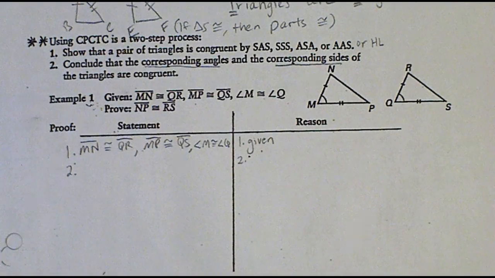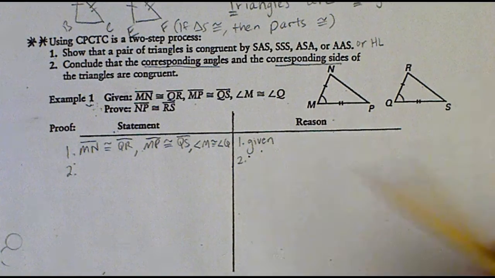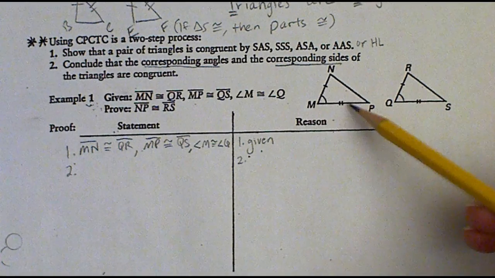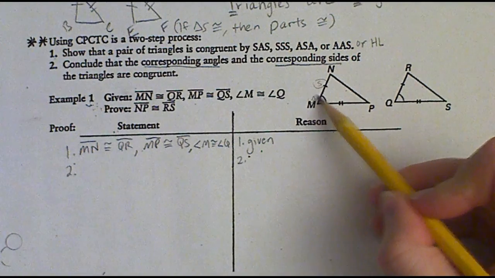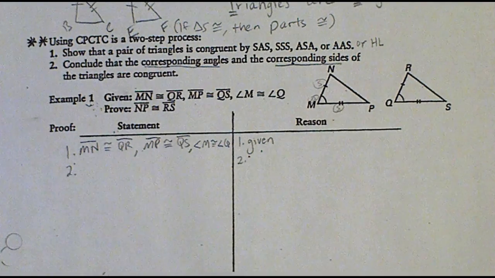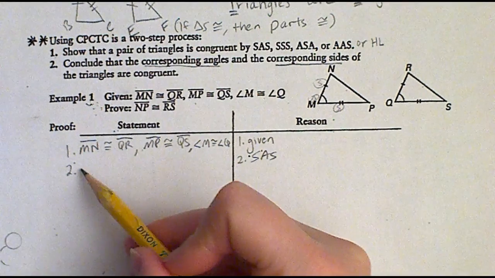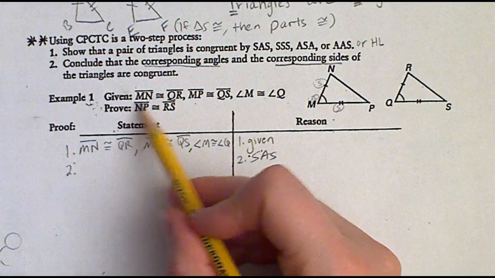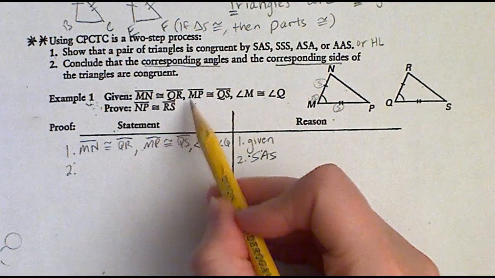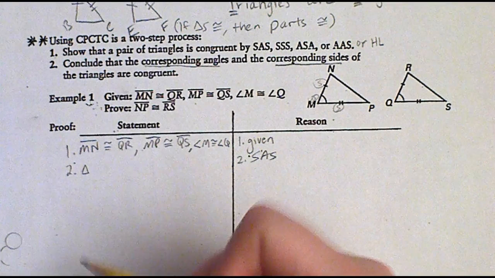We always start off with the given, just like normal, and it just so happens that the given information in this particular proof is enough to tell me that these triangles are congruent, because I have a set of sides that are congruent, a set of angles, and then another set of sides. So this would be SAS. The difficulty about these proofs is that now there's no statement to copy over. It's up to you to match up the corresponding parts correctly.